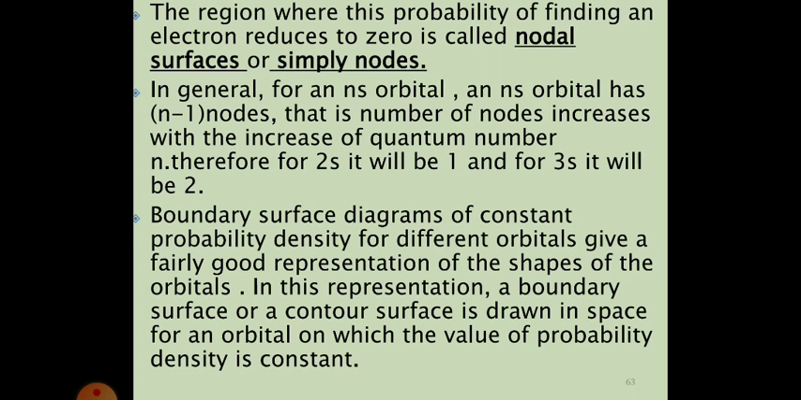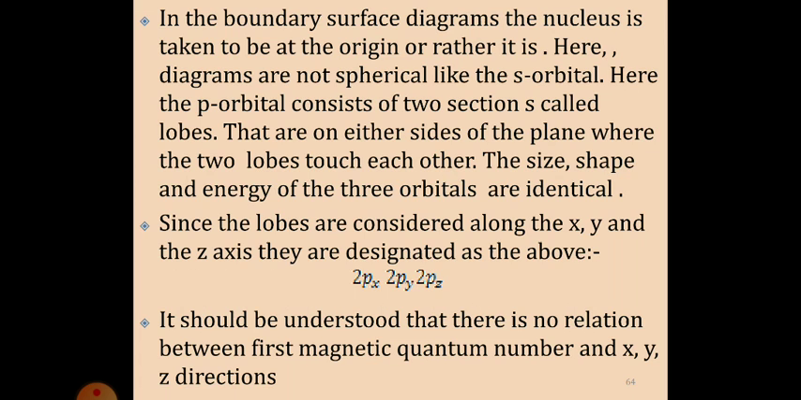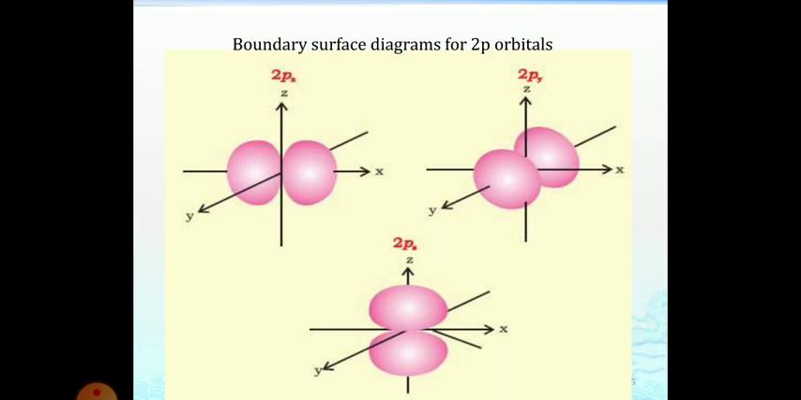Now students, boundary surface diagrams of constant probability density for different orbitals give a fairly good representation of the shapes of the orbitals. In this presentation, a boundary surface or contour surface is drawn in space for an orbital on which the value of probability density is constant. Now students, in the boundary surface diagrams, the nucleus is taken to be at the origin. Here the diagrams are not spherical like s orbitals. So look at this picture, you will notice the boundary surface diagrams of 2p orbitals.